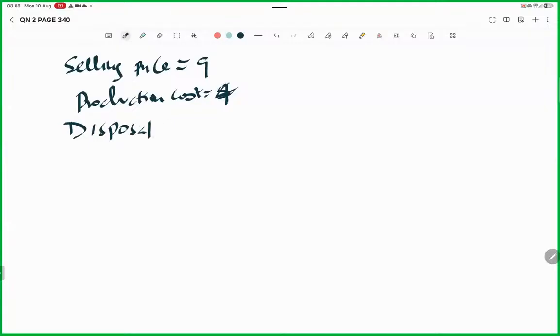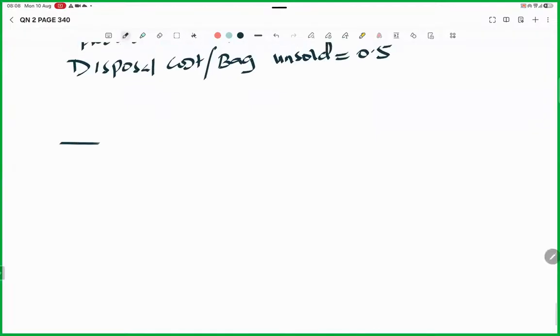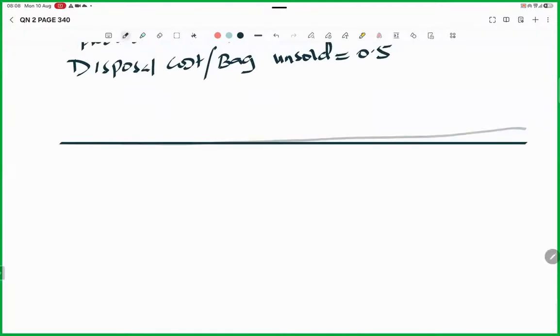Disposal cost per bag unsold. They have told us it is 0.5. Now, my very good students, once I have this, I'll be able to put down my table now. Very nice.